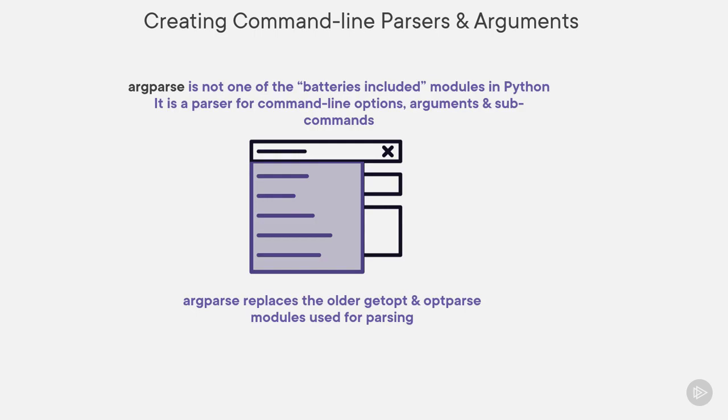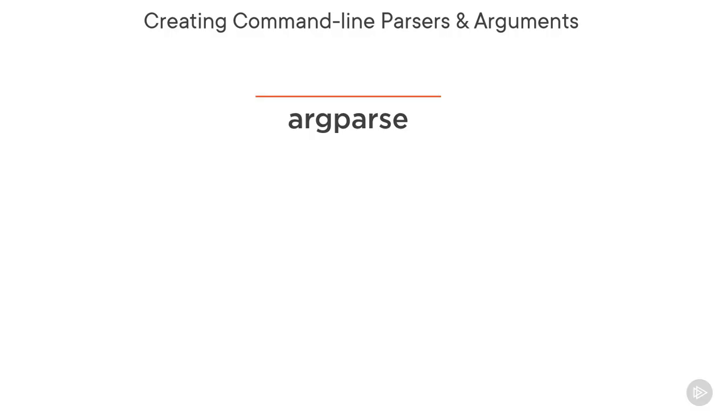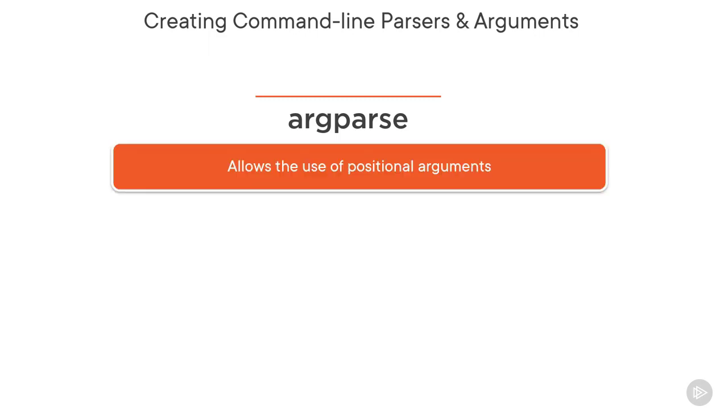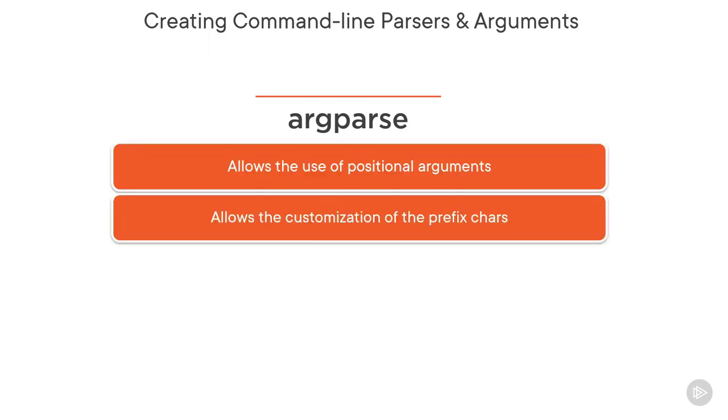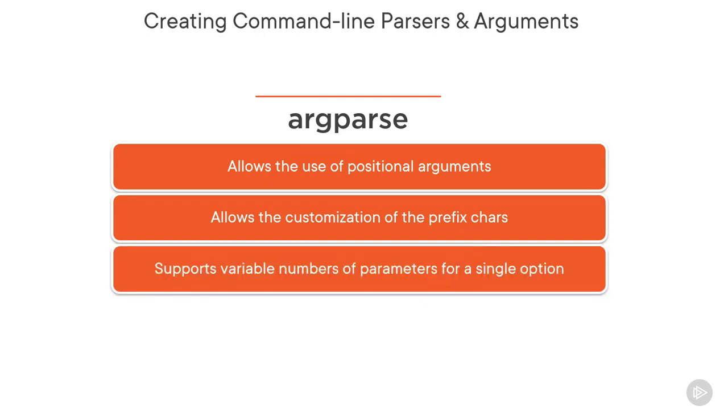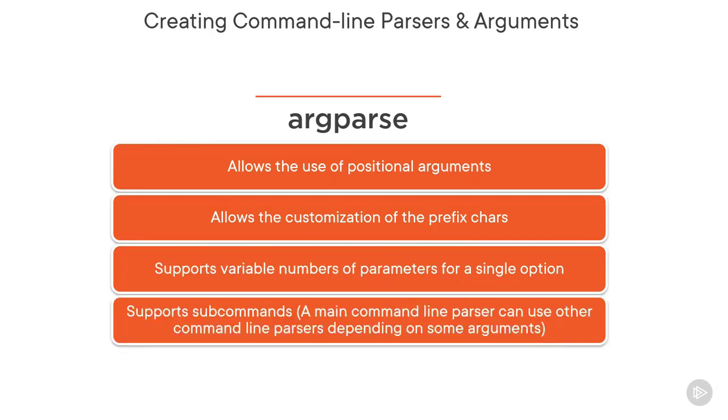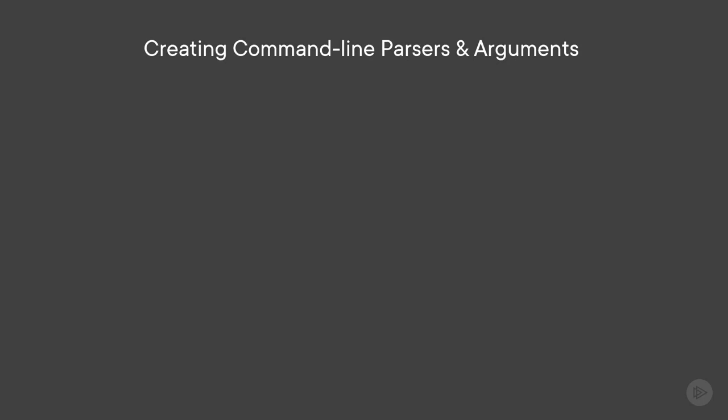Now, let's take a look at some of the characteristics of argparse and what you can do with it. So it allows the use of positional arguments, and we'll explore that. It allows the customization of prefix characters. It supports variable numbers of parameters for a single option, and it supports subcommands. So let's take a look at argparse, like how to install it and what it looks like in a script. So to install it, you have to run pip install argparse. And then to use it in your scripts, you just use the import argparse.